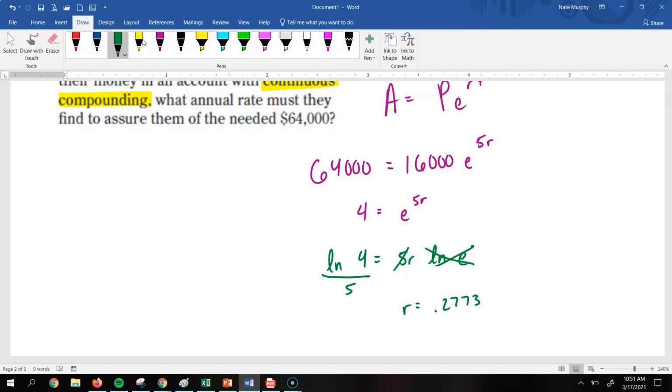Now the key here is it says that we want to figure out the rate. So the rate is going to be as a percent. So we're going to move that decimal place over 2 places. So it'll be 27.73 as a percent. So that's going to be really hard to find any bank that would offer that kind of a percentage rate. So the likelihood of that $16,000 growing to $64,000 is pretty impossible. So they'd want to make sure that they find other ways to invest or find other ways to make some money there to make that money that they would need in 5 years.